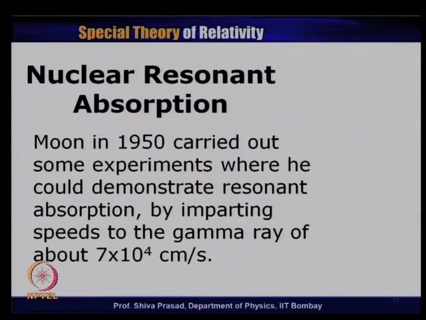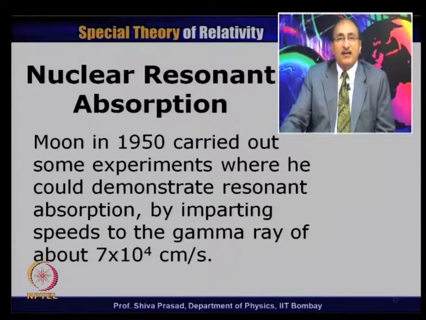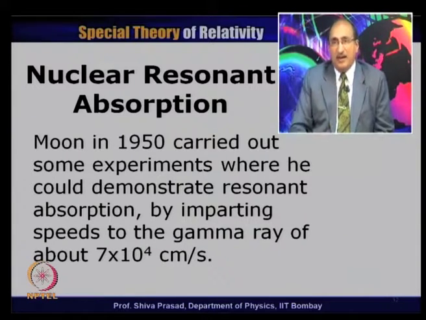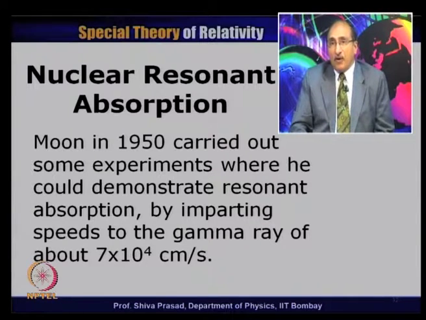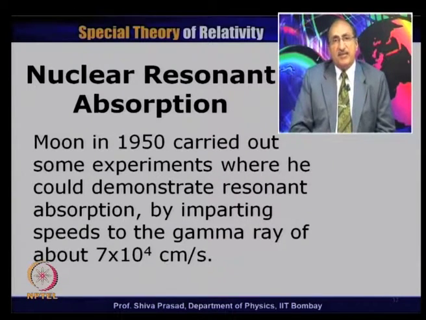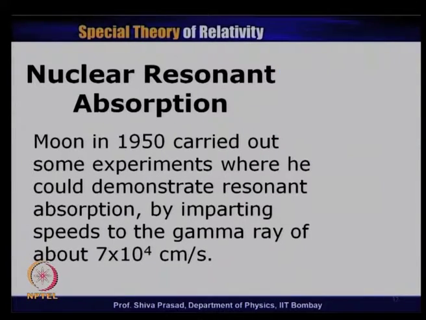In 1950, Moon was a scientist who carried out experiments where he could demonstrate resonant absorption by imparting speeds to the gamma ray source of the order of 7 times 10 to the power 4 centimeters per second. Remember, we are talking of gamma rays, which have much higher energies, not the 13.6 electron volt that we have been talking about earlier. He could then observe resonant absorption in a situation in which it was not otherwise possible. Why is this particular resonant absorption interesting?